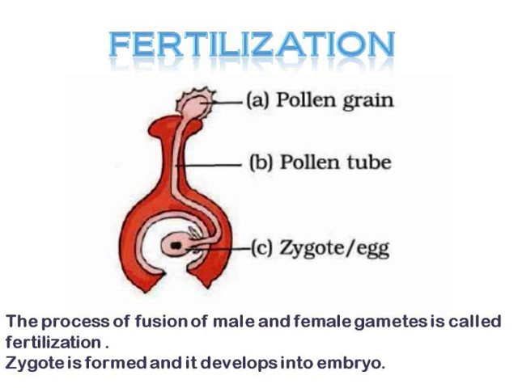That germinated pollen grain enters into the ovary through the pollen tube. Inside the ovary, the pollen tube contains the male gamete. So inside the ovary, the male gamete fuses with the female gamete, that is the ovule, and this fusion of the male and the female gamete is called fertilization.